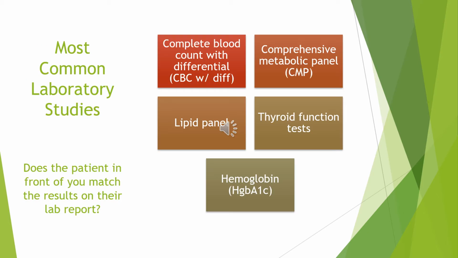So for this presentation, we're going to keep it pretty brief. We're just going to stick to the most common laboratory studies that you'll see in primary care. These include the complete blood count with differential, comprehensive metabolic panel, lipid panel, thyroid function tests, hemoglobin A1C, and just a few others. Always important to remember: does the patient in front of you match the results on their lab report?